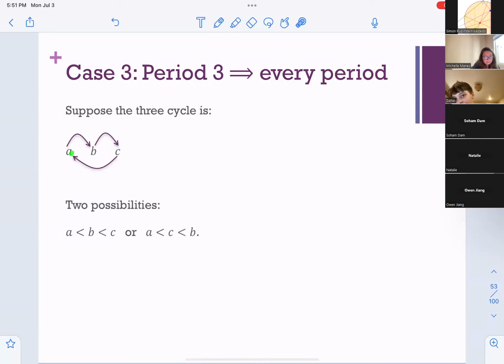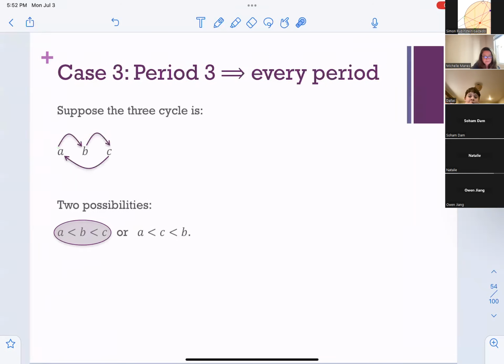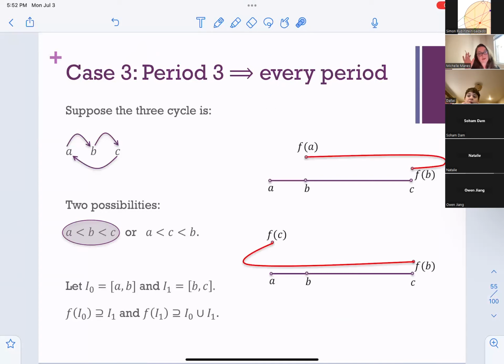So I'm starting with my smallest one. Either I go from the smallest to the middle to the biggest and back, or I go from the smallest to the biggest to the middle and back. That's what these 2 cases say. A is the smallest one. It either maps to the middle one or the biggest one. The 2 cases you have to deal with separately, but they look really similar. So I'm just going to do the first one. Suppose it maps from the smallest point to the middle point to the biggest point and back again. And I'm going to prove I get every other possible period.